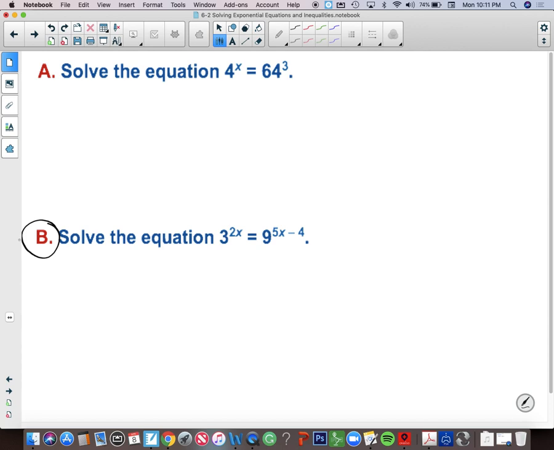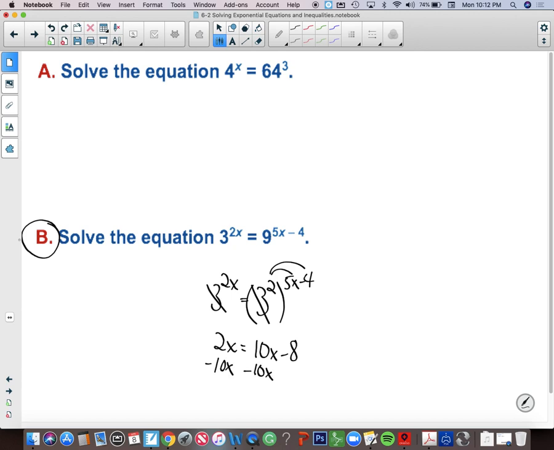Okay, so thinking of the simplest base, this should be pretty quick here. So 3 to 2x, that just stays as the 3. And then the 9 should be a 3 squared. And then we have 5x minus 4 hanging out up there. So forget about the base, set the exponents equal to each other. That 2 will distribute. And then put the x's on the same side and keep the numbers on their own side. If I subtract the 10x, we'll have negative 8x equals negative 8, so x has got to be a 1. But again, you can plug in to double check your answers here. All right, so you can save yourself some errors.